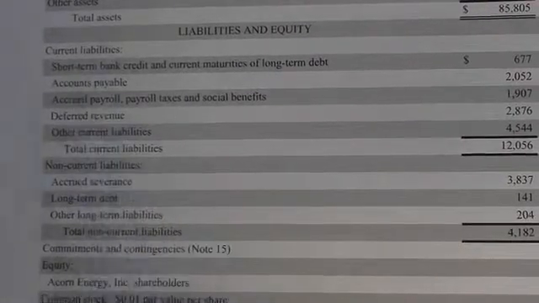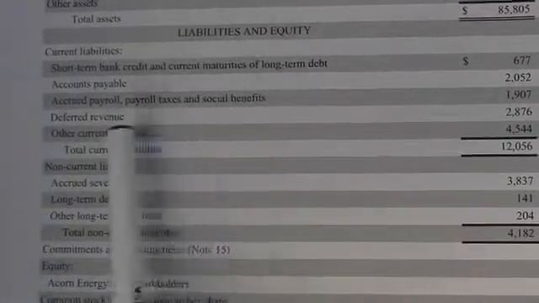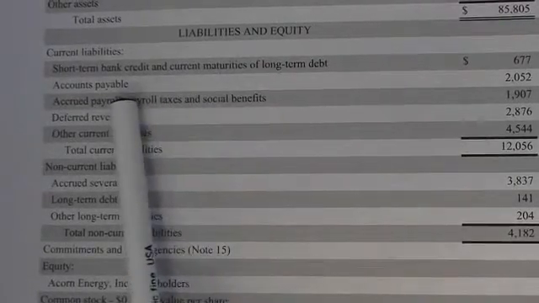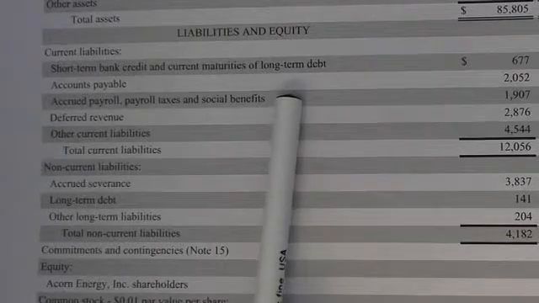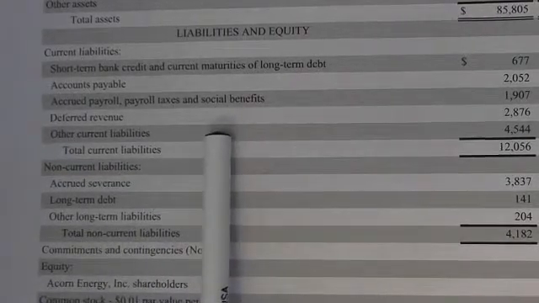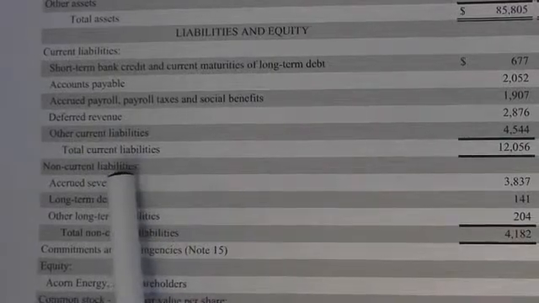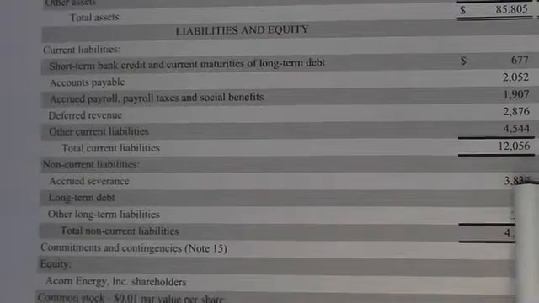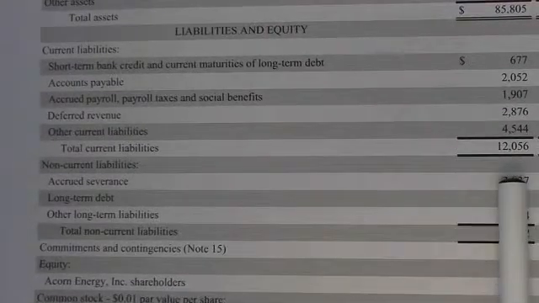Here we have current liabilities, and there's no specific order required, but we have some short-term bank debt and some current maturity of long-term debt. We have accounts payable, and we have the accruals. There's some deferred revenue and some other current liabilities. We can take all the small, miscellaneous ones, add them all together, and we get total current liabilities.